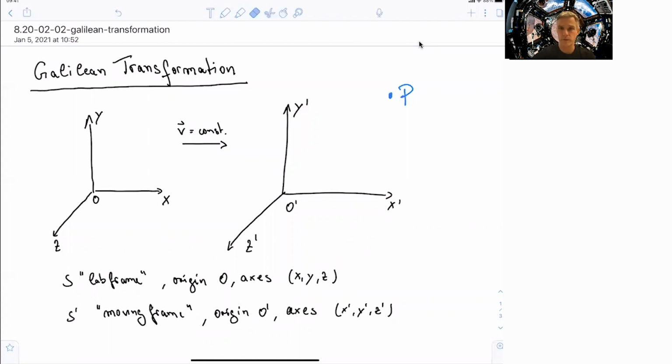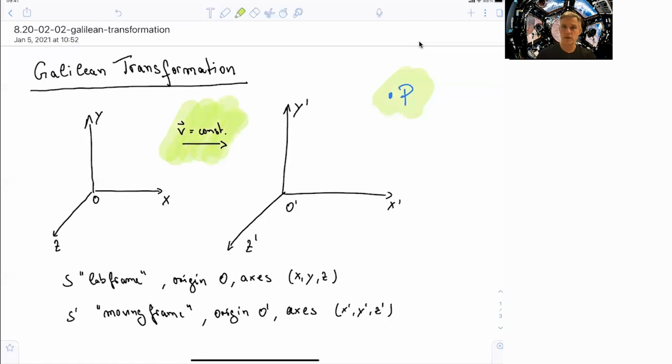So what is it we want to do? We want to describe our event P, maybe Professor Klute exploding, with two different reference frames. We can call one of the reference frames our laboratory frame. Maybe that's the frame in which Professor Klute was stationary. It has an origin and has axes X, Y, and Z. And then we have a moving frame, which is moving with a constant velocity with respect to the laboratory frame. The origin is O prime, the axes are X prime, Y prime, and Z prime.